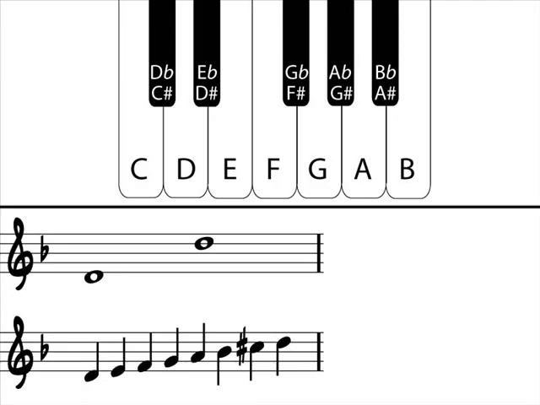Remember to count up to the higher note, in this case a D, but remembering to include the first note in the count. So D is a unison, E is a second, F is a third, G is a fourth, A is a fifth, B flat is a sixth, C sharp is a seventh, and D is an octave. But remember, we write this rather differently. Here it is.